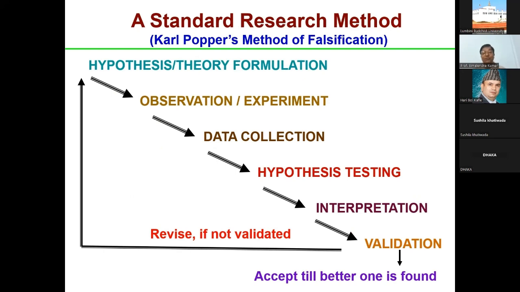Now we are coming to our main subject, hypothesis: how a research scholar moves from the variables, to propositions, and then to hypothesis. We have seen hypothesis, theory formulations, observations or experiment, data collections, hypothesis testing, interpretations and validation, and lastly, accept until a better one is found.